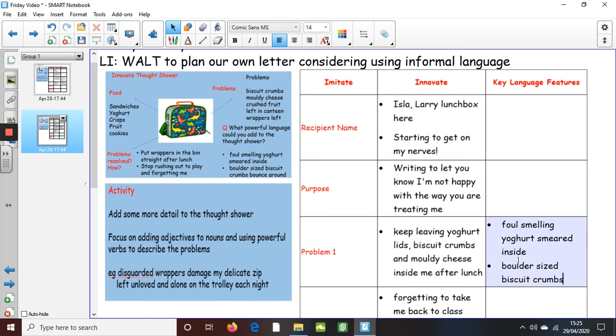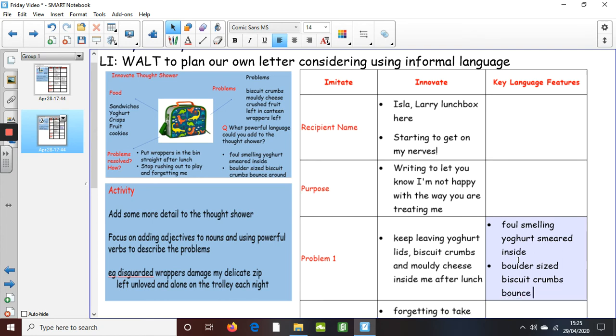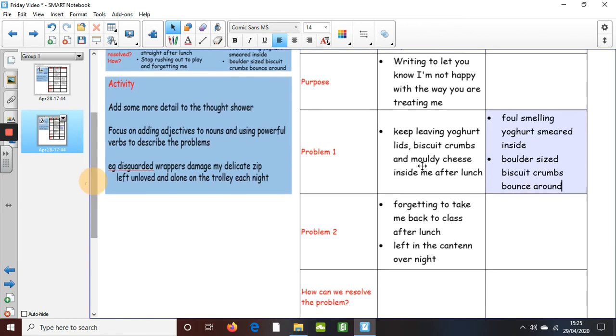And they might bounce around. I think we've got a bit of alliteration in there as well. Boulder-sized crumbs bounce around. Yeah, so we've got two kind of phrases there that we can use when we're talking about problem one. In that particular paragraph, we can use those two phrases to describe the problems that are taking place. Now, if we do any more, some phrases, adjectives and powerful verbs that you might use when you're talking about being left in the class overnight.